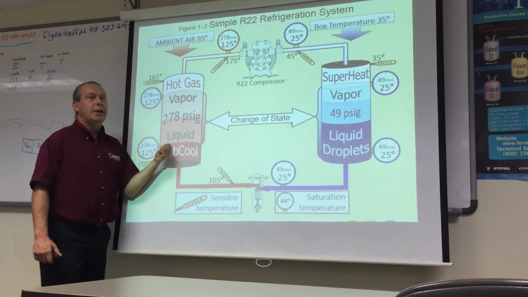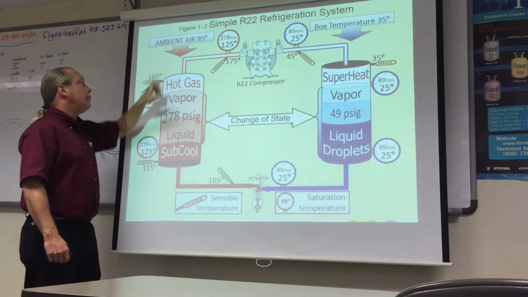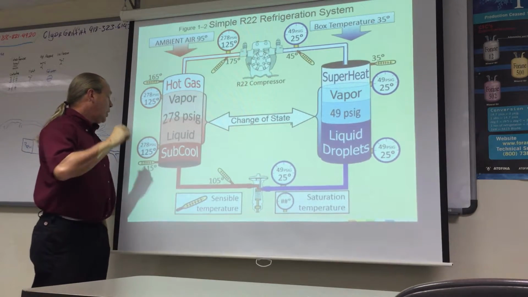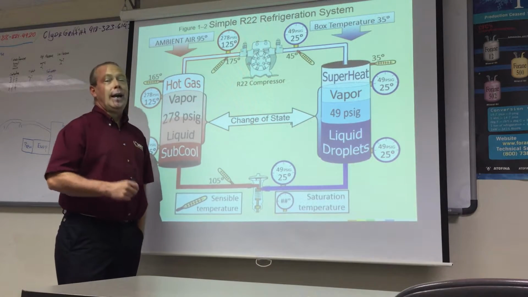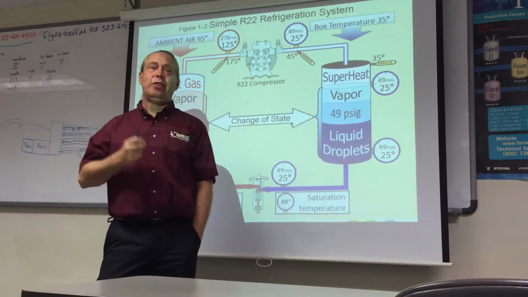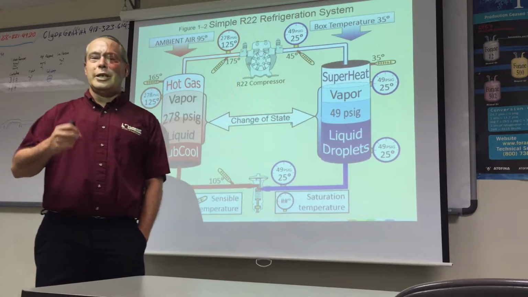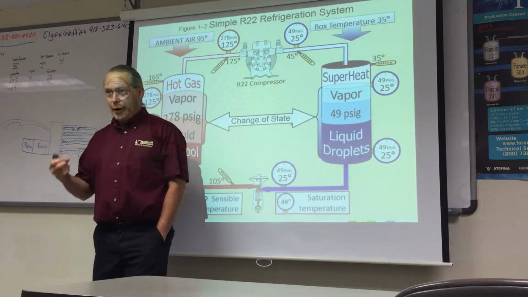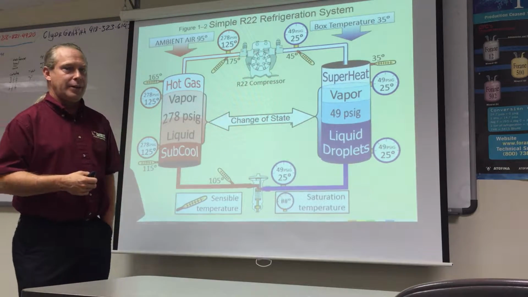Why has the temperature here not changed? The important part is the ambient air is 95 degrees. We absolutely have to be, at least in the most efficient systems, 20 degrees above the ambient temperature. In standard systems, 30 degrees above the ambient temperature.